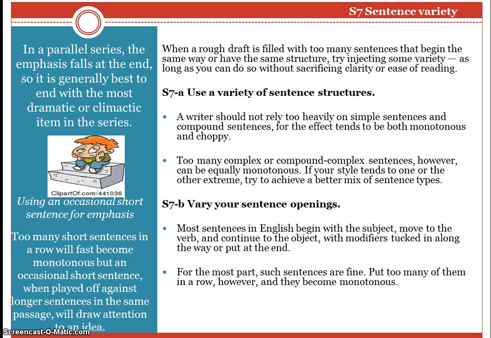Vary your sentence openings. Most sentences in English begin with the subject, move to the verb, and continue to the object, with modifiers tucked in along the way or put at the end. For the most part, such sentences are fine. Put too many of them in a row, however, and they become monotonous.